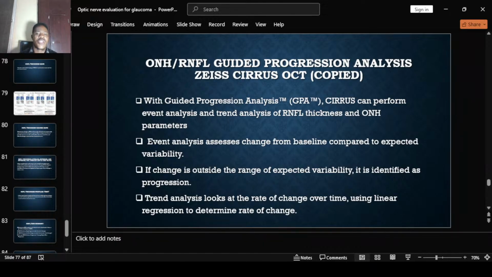Now, with guided progression analysis, Cirrus can perform event analysis and trend analysis of retinal nerve fiber layer thickness and optic nerve head parameters. Event analysis assesses changes from baseline compared to expected variability. If change is outside the range of expected variability, it is identified as a progression. While the trend analysis looks at the rate of change over time, using linear regression to determine the rate of change. So all this is done by the machine, and then it just gives you what you want to see.